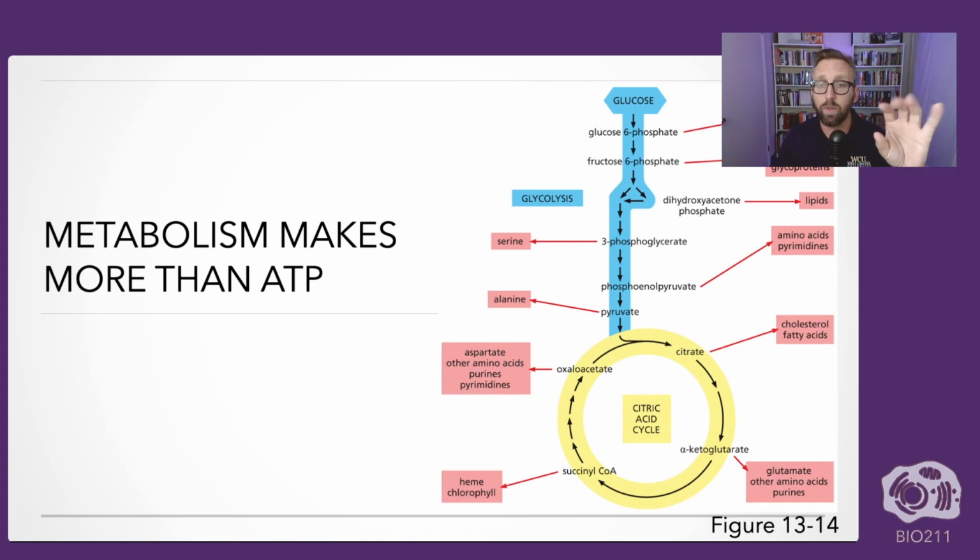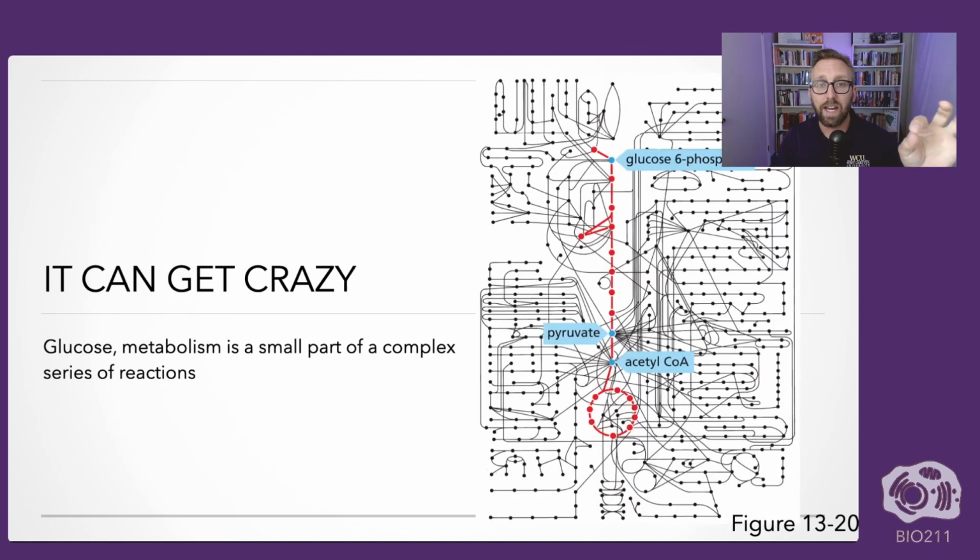It can also get crazy. This little pathway is highlighted in red here. This is all the other, and this is not even all of it. Each of those dots is the product of an enzymatic reaction to produce things in the cell. So it's crazy complicated. Again, I just want to show you this so you see the context: glucose is just a big part of this whole machinery in the cell to make the things the cell needs.